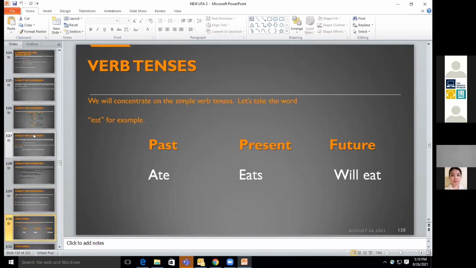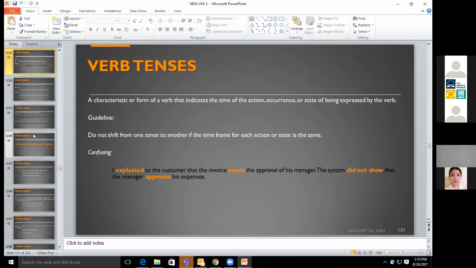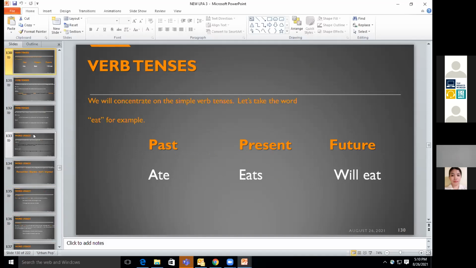We will concentrate on the simple verb tenses. Okay, let's see, eat. Of course, you know: ate, eats, will eat. Okay, we know this: past, present, and future, right? The tenses. Sometimes we Filipinos interchange the tenses. Like what I said, as long as you're fluent, you can get away with it. But we are practicing. So make sure that you are also aware of using your tenses.